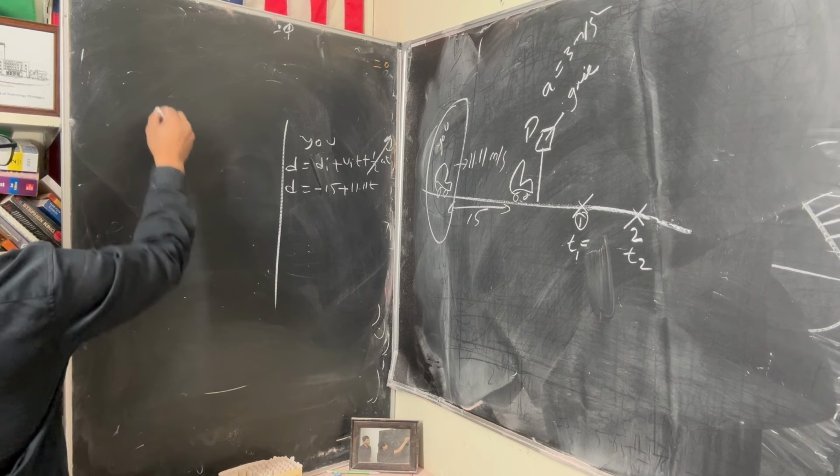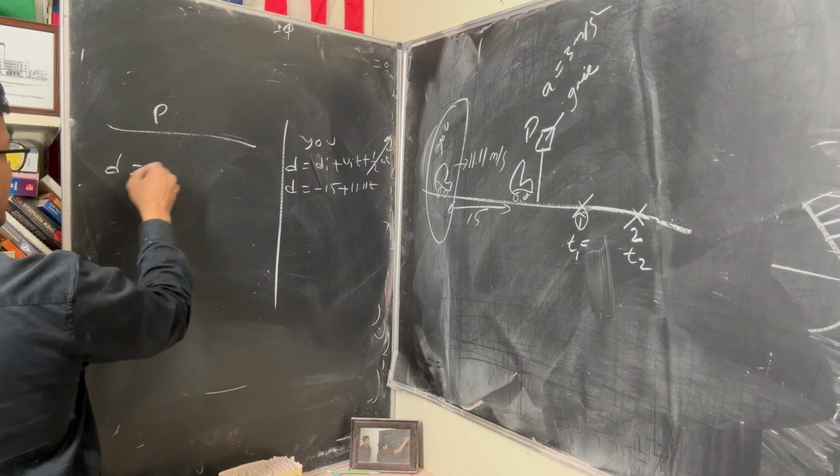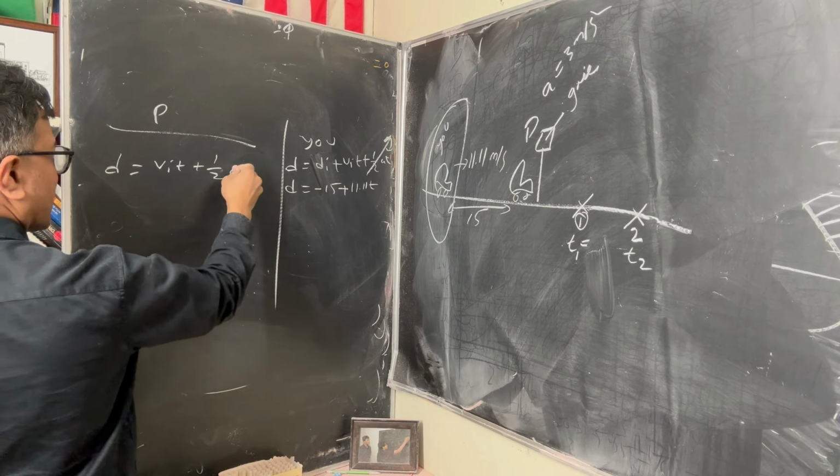Now, this is Porsche. D is equal to VIT plus half AT squared. As you see, the Porsche is at rest. So D is equal to 0 plus 1.5 t squared. Now you can say the D is equal to D at this location. So 1.5 t squared is equal to 11.11 t minus 15. Bring everything to the left side: 1.5 t squared minus 11.11 t plus 15 is equal to 0.